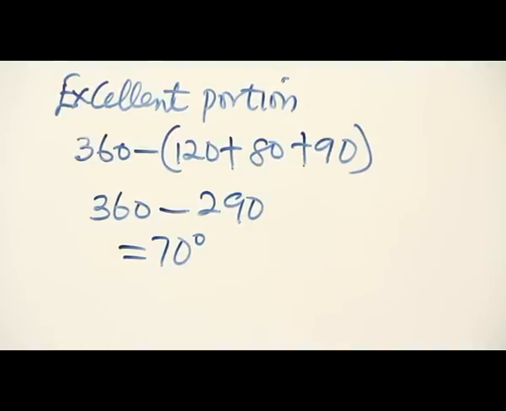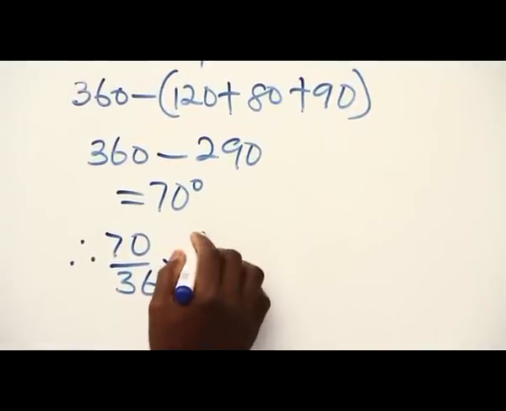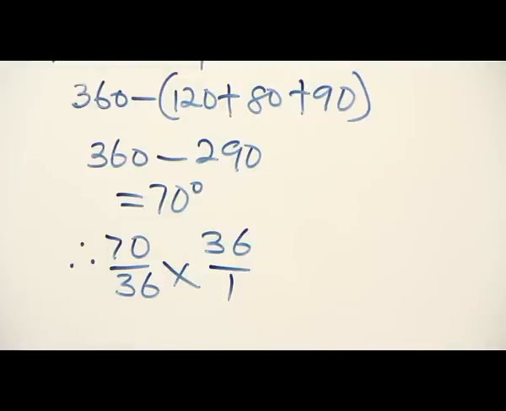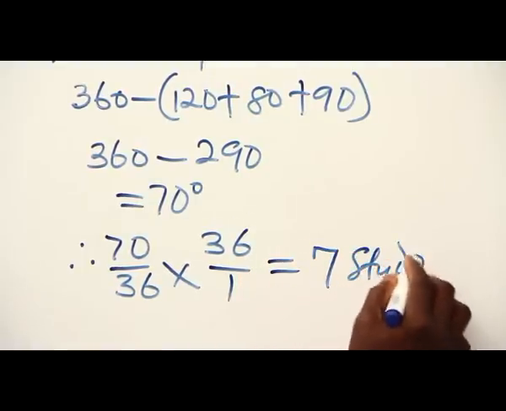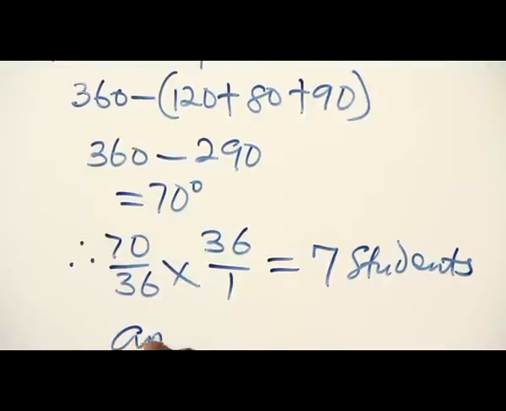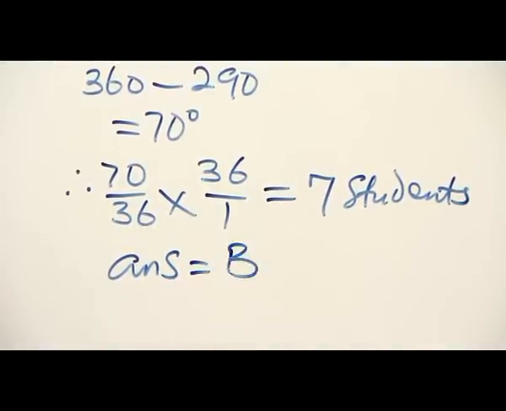So, to calculate the number of students that got excellent, we say, therefore, 70 over 360 times the total number of students, 36 over 1. And of course, if we cancel, we are going to get 7 students. Answer equals B.